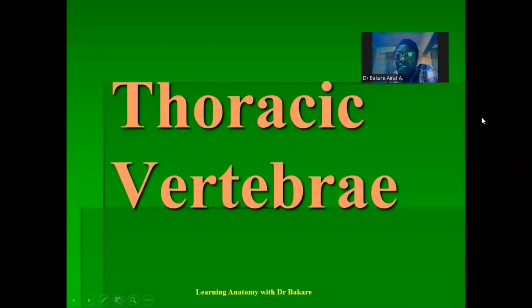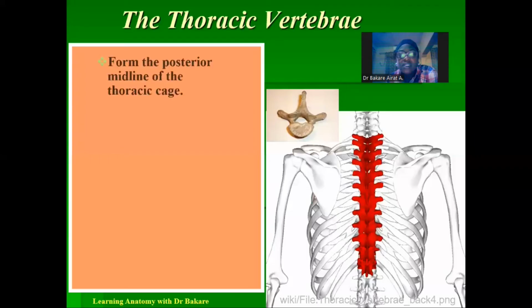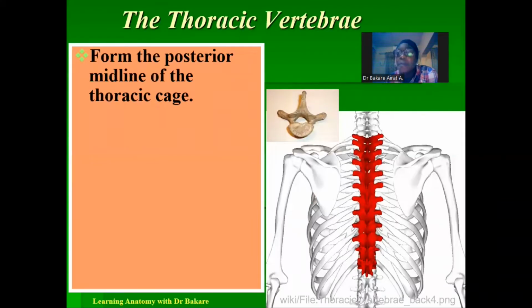Welcome. Let's look at the thoracic vertebrae. The thoracic vertebrae form the posterior part of the thoracic cage. This is the thoracic cage highlighted in white. And the posterior midline region of the thoracic cage is where we have the thoracic vertebra.